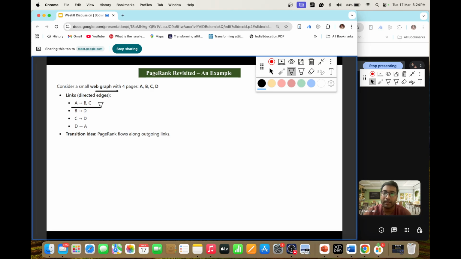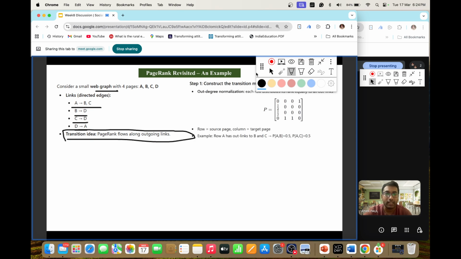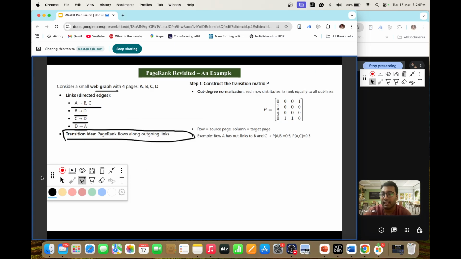A is linked to B and C, B is linked to D, C is linked to D, and D is linked to A. So the transition idea: PageRank flows along the outgoing links. You have to keep in mind that PageRank flows along the outgoing link. Now this is how you can understand the previous thing, that is hubs and authorities, in this case. Step 1: construct a transition matrix P. You have to construct the transition matrix.